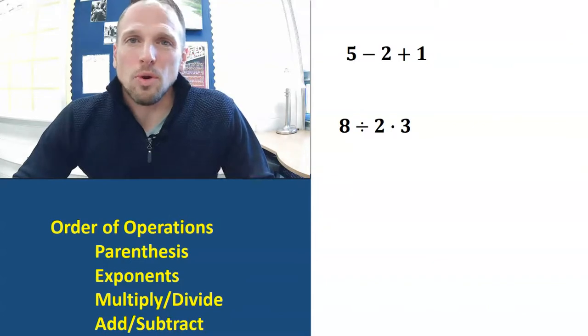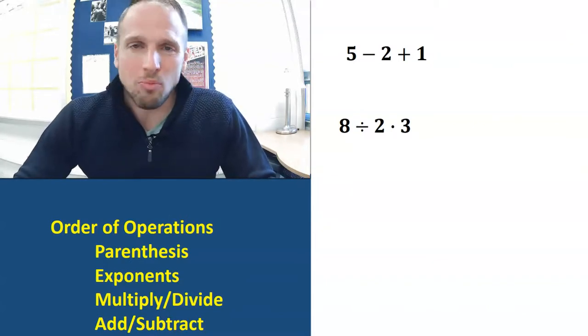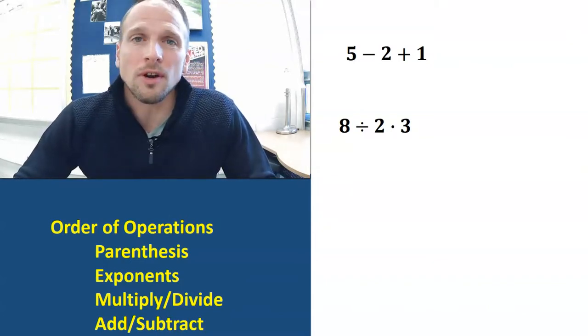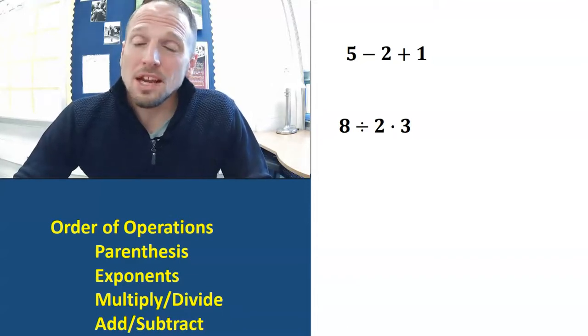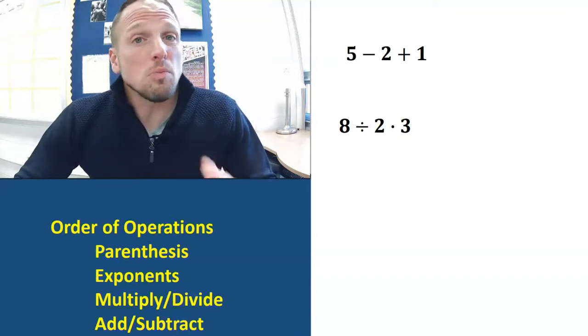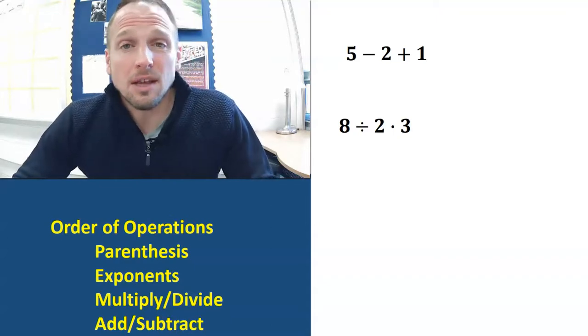The order of operations: when you get a big long problem and you're not sure where to start, you always do these steps in this order. Parentheses, then exponents. Next step is multiply, divide, and the last step is add, subtract.